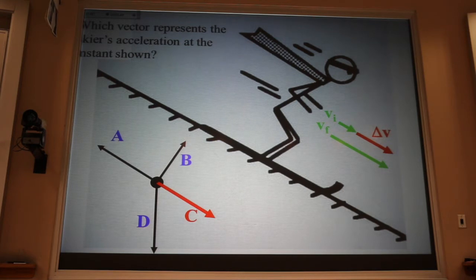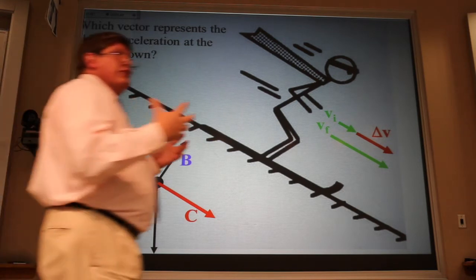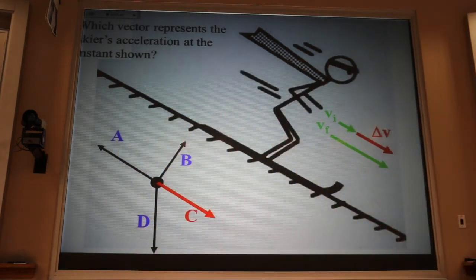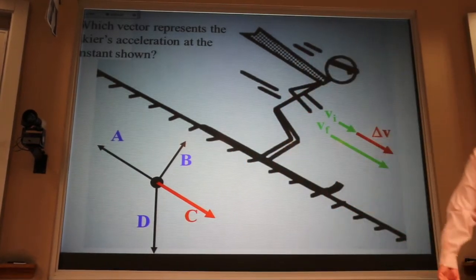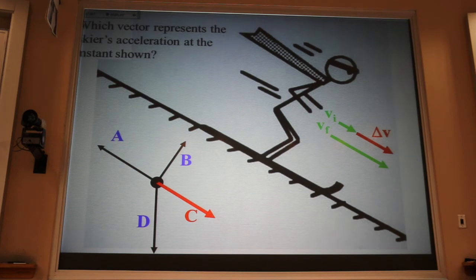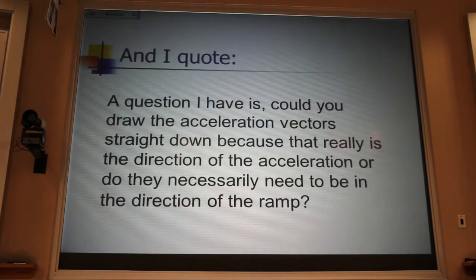Right? I know this is true because during the summer, I teach courses for high school physics teachers. They come from all over the country. During one of those classes, I was working with them on this ball up the ramp activity, and this is a quote from one of the high school teachers: A question I have is, could you draw the acceleration vectors straight down? Because that's the way they really are. Or do I have to put them down the ramp like your tutorial says?